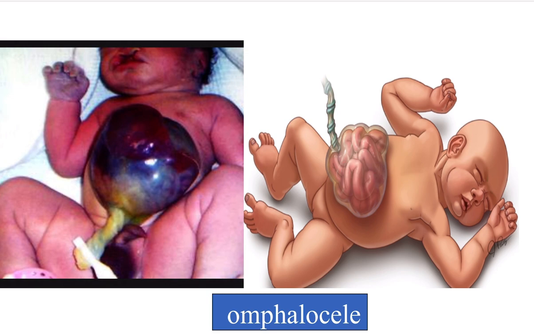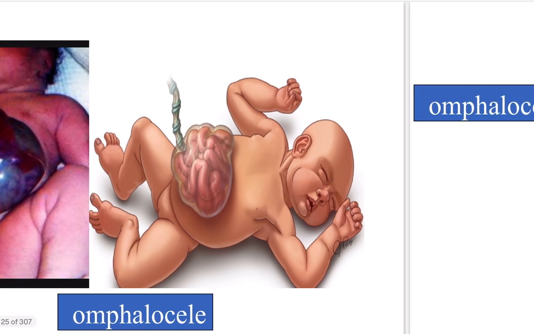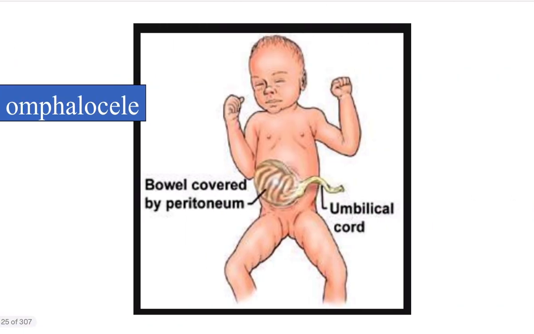So the gastrointestinal tract, especially the small bowel, comes out of the abdominal wall, outside the abdominal cavity, and it is covered by a sac, and that is the omphalocele. Here is another picture, showing the bowel, and this bowel is covered by the peritoneum.